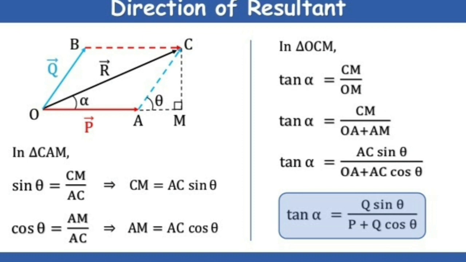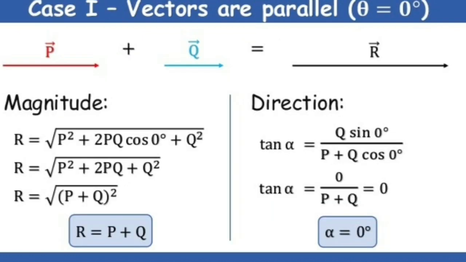Now some special cases of these laws we will be discussing. First case is case 1, that is vectors are parallel. If the two vectors are parallel, as you can see from the slide, P and Q are in the same direction and angle theta will be equal to 0.